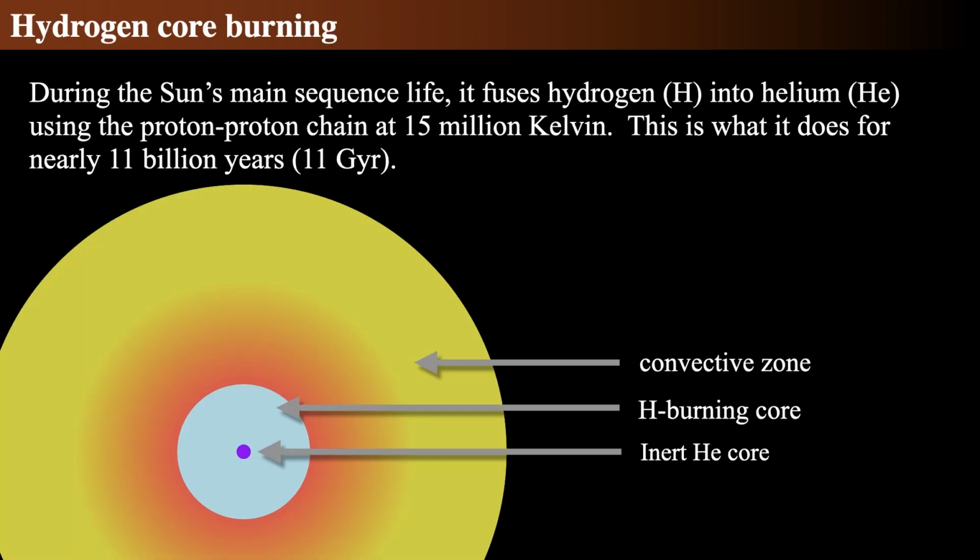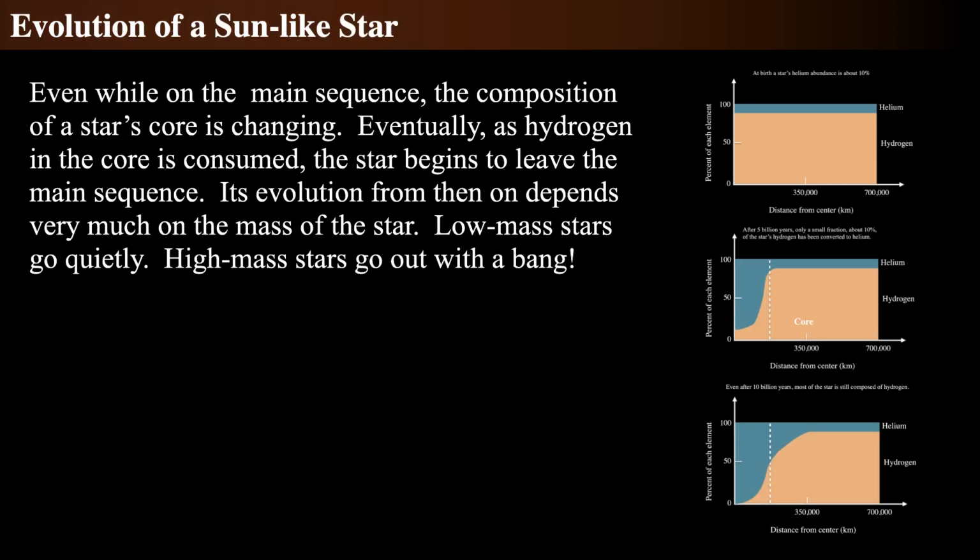So during its main sequence life, we have the convective zone on the outside, the radiative zone between that and the core, and the inert core right now. And the inert core is actually small compared to the hydrogen-burning core, but it would comprise about half of the mass of the core, that purple nugget in the center.